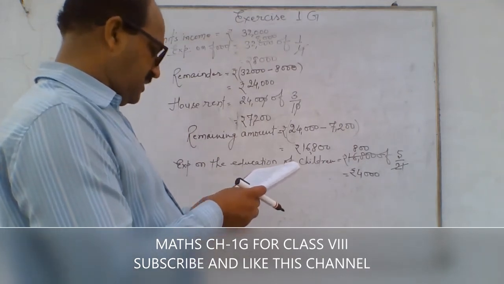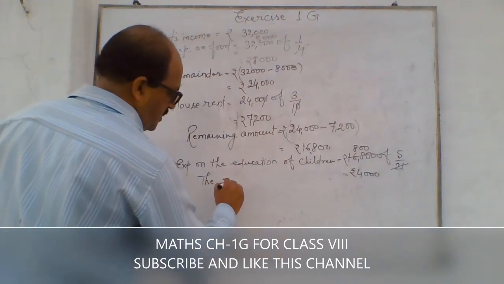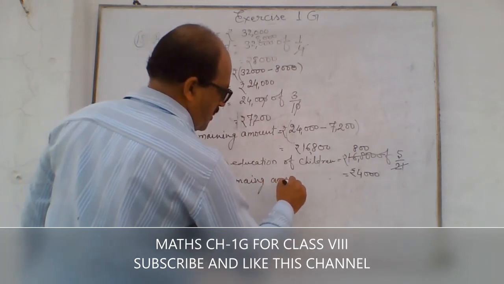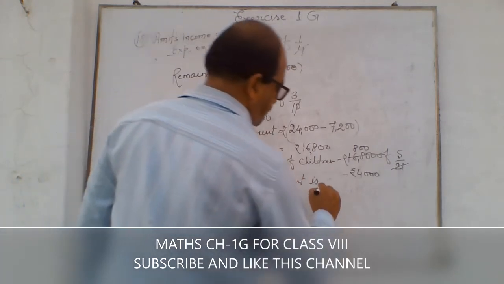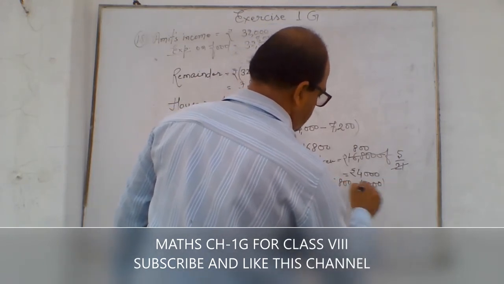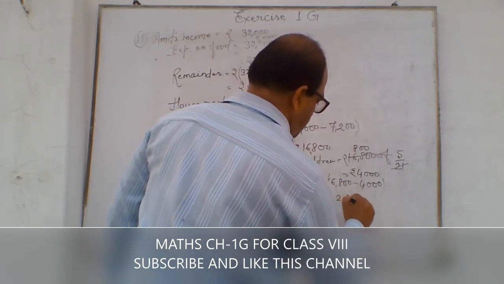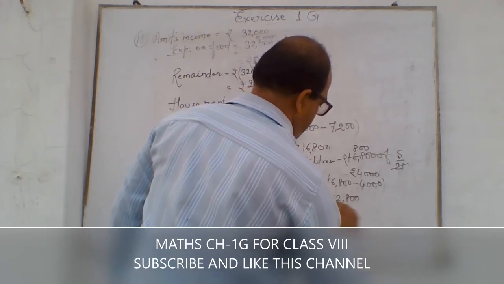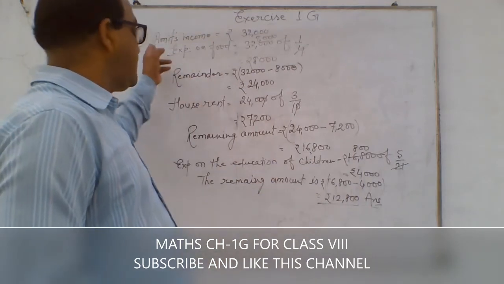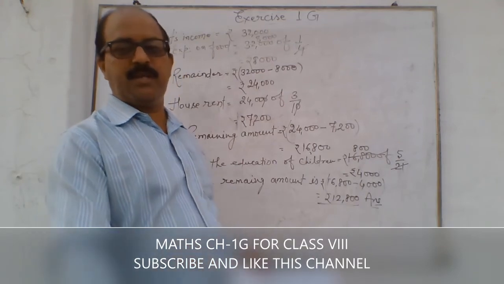How much money is still left with him? So the remaining amount is 16,800 minus 4,000, which is 12,800. The remaining amount which he has left is rupees 12,800. This one the answer.